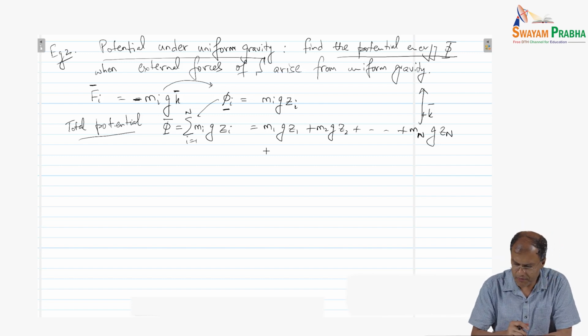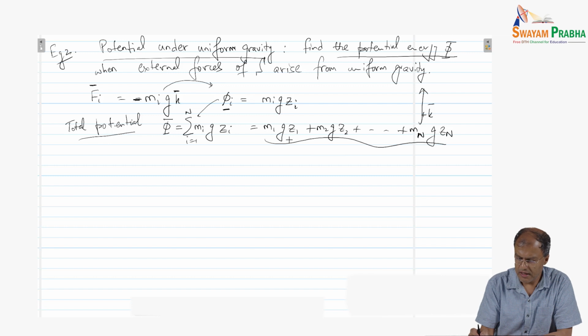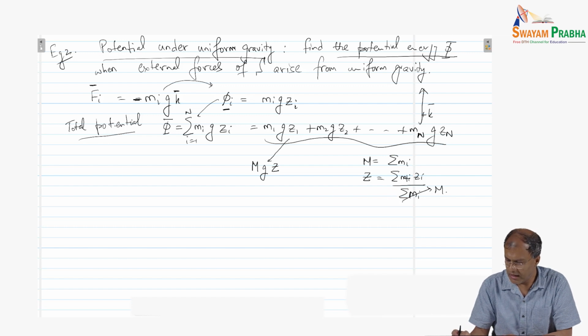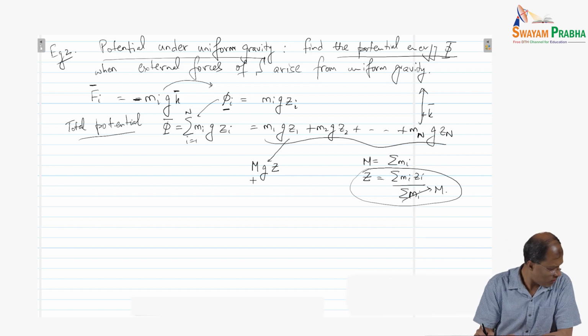Okay, so then we could possibly rewrite this expression using the concept of center of mass. So this is nothing but capital M G Z. So what is capital M? We can define capital M to be the sum of Mi, the sum of all masses, and our capital Z is nothing but the sum of Mi Zi divided by the sum of Mi. So this is the Z component of the center of mass.